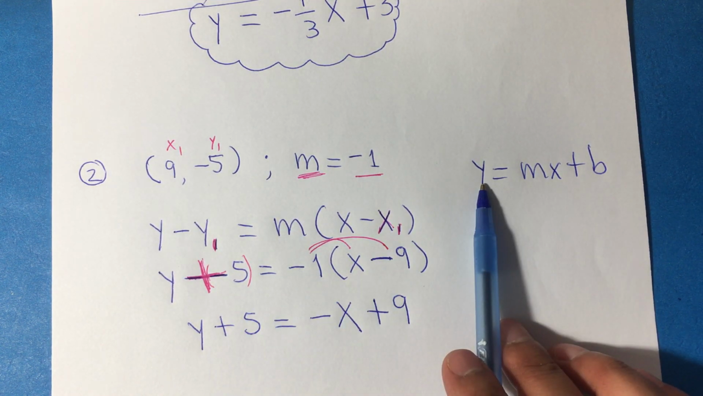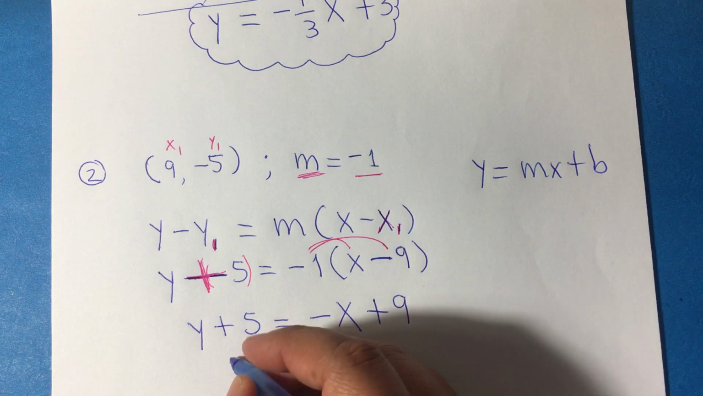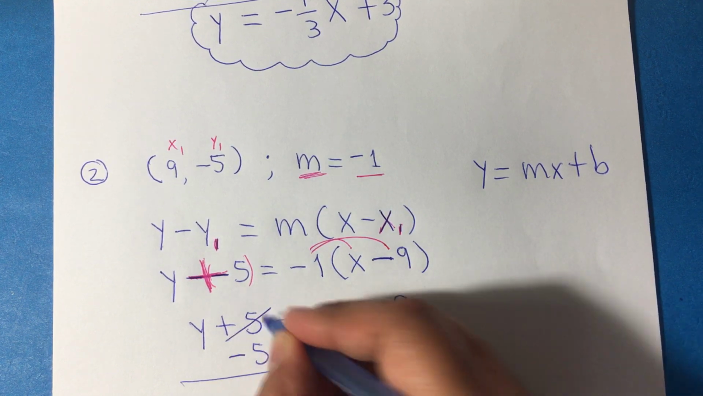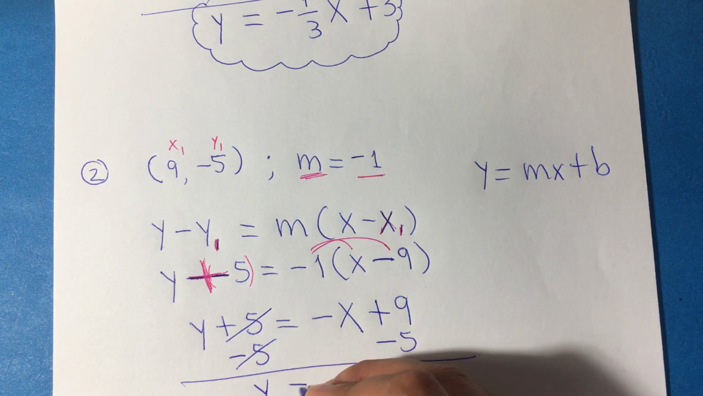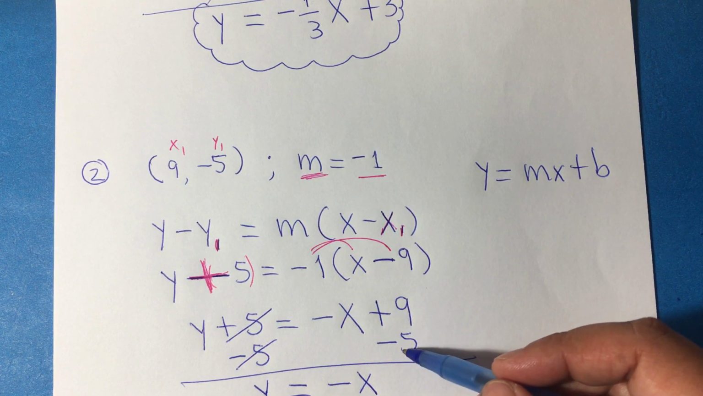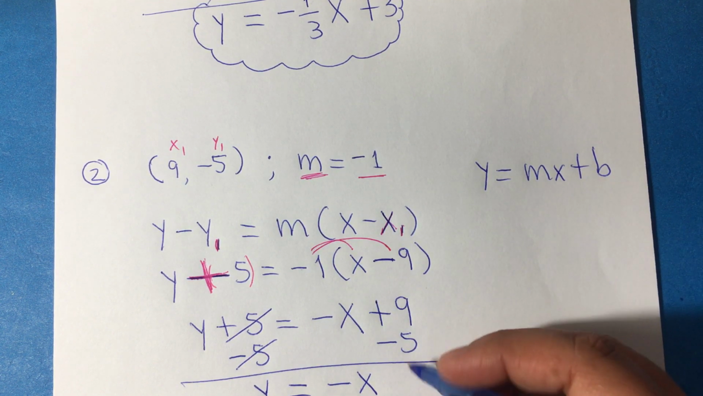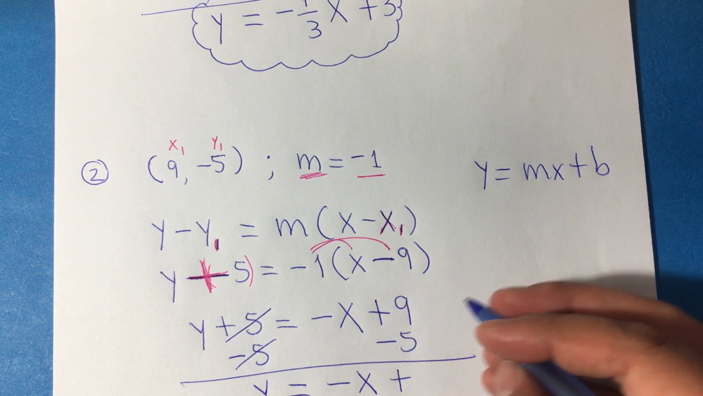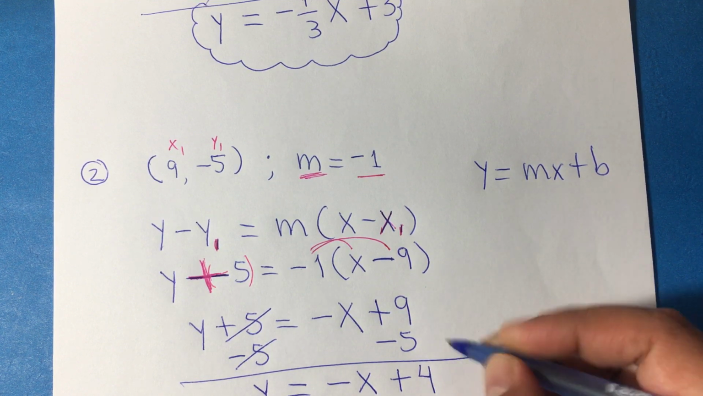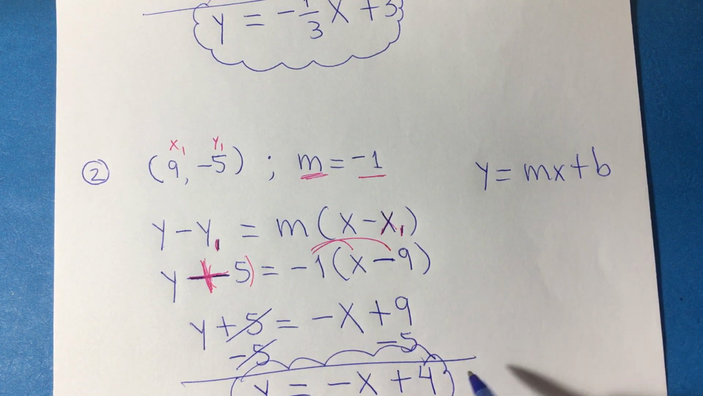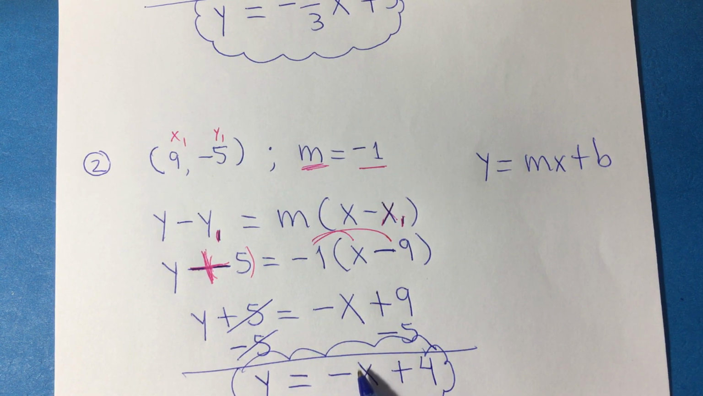Now to isolate the y, we get rid of the +5 by subtracting 5. And this cancels, so we get y equals -x, +9, and -5 is +4. Remember, different signs we subtract and leave the greater sign. So it's going to be +4. Again, 4 is my initial point or y-intercept, and the slope is -1. Okay, the -1 never changed.